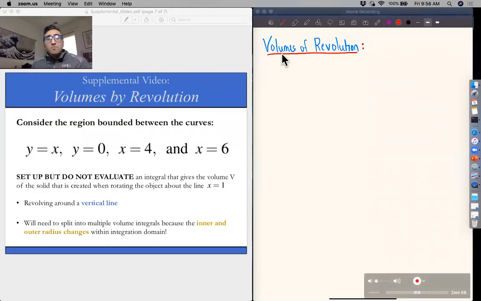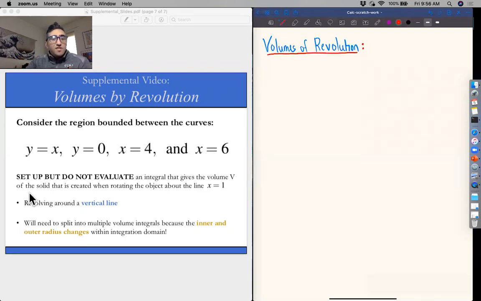Hey everyone, so in this supplemental video, we're going to do another example of volumes by revolution. And right from the get-go, I want to give us two spoilers of what this example is actually going to illustrate. The first thing is this is going to be another example of us revolving a volume about a vertical line. So we're going to get to change all of that information in terms of y integrals, integrate with respect to y and stuff like that.